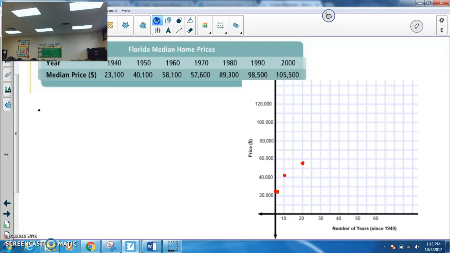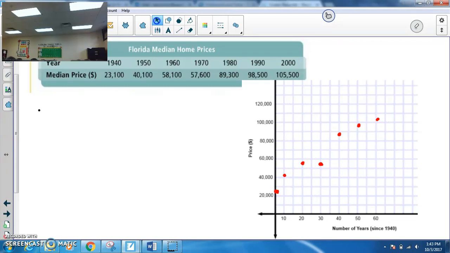1970, which is 30 years from 1940, is 57,600. 1980, 89,300. 1990 is 98,500. And 2000 is 105,500.